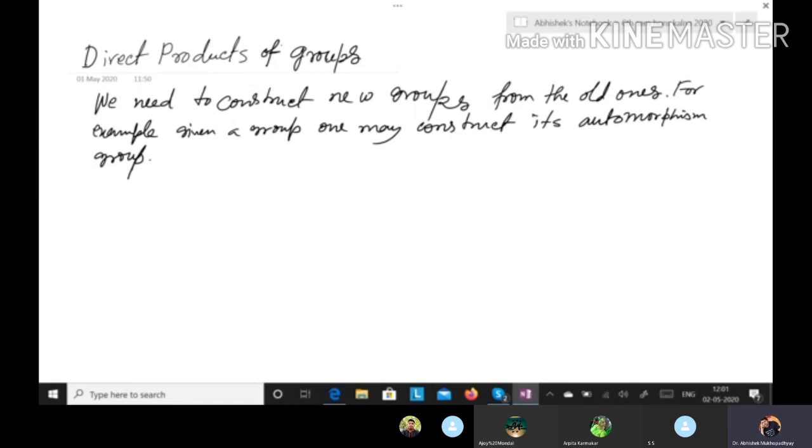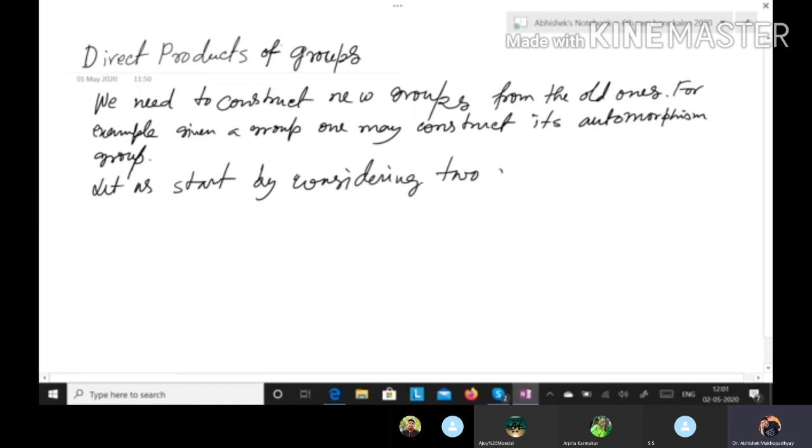So let us start with the construction of direct products between two groups. How could it be done? So let us start by considering two groups, G1 and G2.